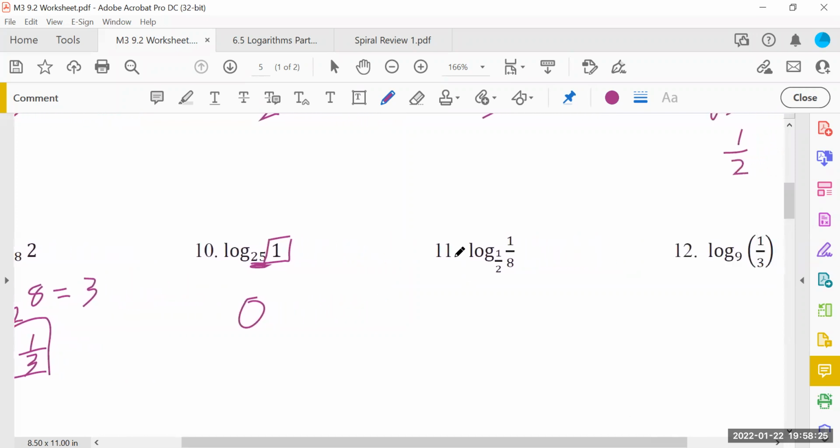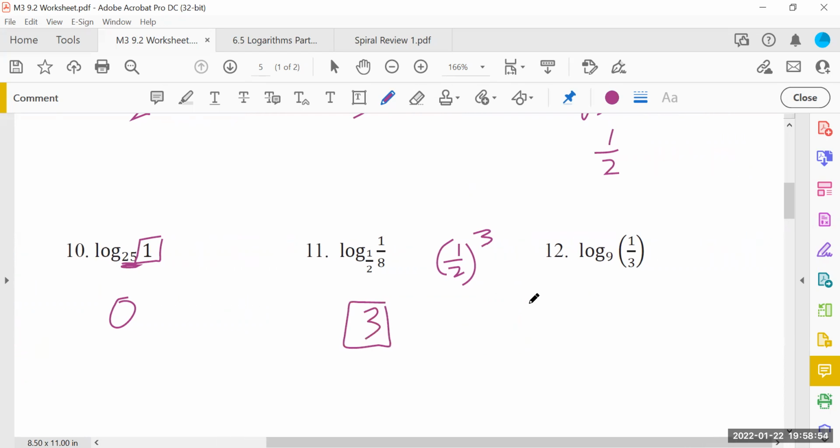Number 11, log of 1/2 to the 1/8. 1/2 to what power makes 1/8? The 1's not changing, so really, I just need to focus on the 2. 2 to what power makes 8? Well, 2 to the 3rd power makes 8. And yes, in fact, if I do 1/2 to the 3rd power, 1/2 times 1/2 times 1/2 does make 1/8. And so my answer is just 3.